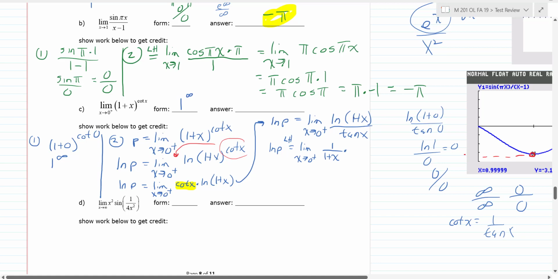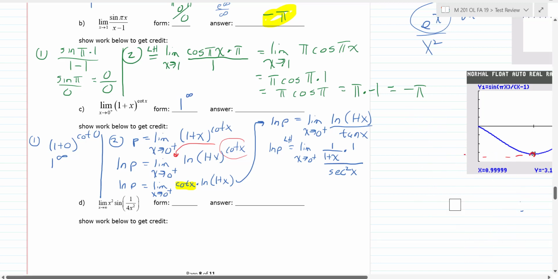The derivative of the inside part, 1 plus x, is 1. Okay, the derivative of a tangent is a secant squared x like that. So we're going to clean this up a little bit, just doing some algebra and see what we get. What we have is 1 over 1 plus x, and what we're really doing is dividing by a secant squared x.